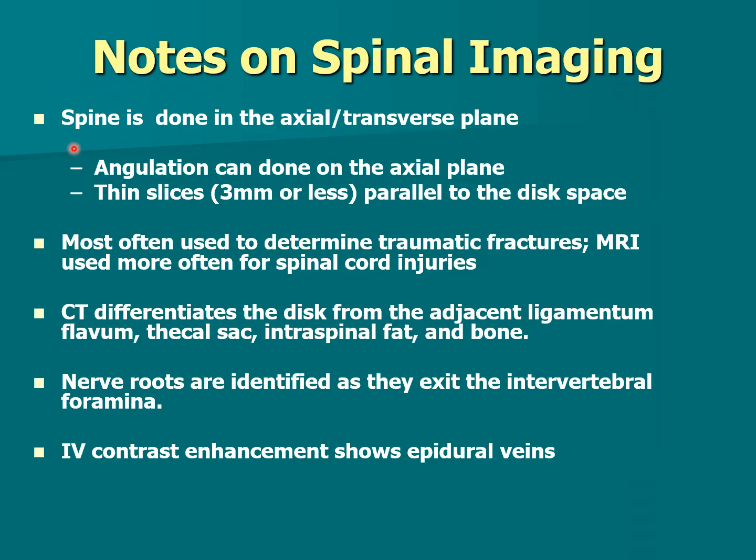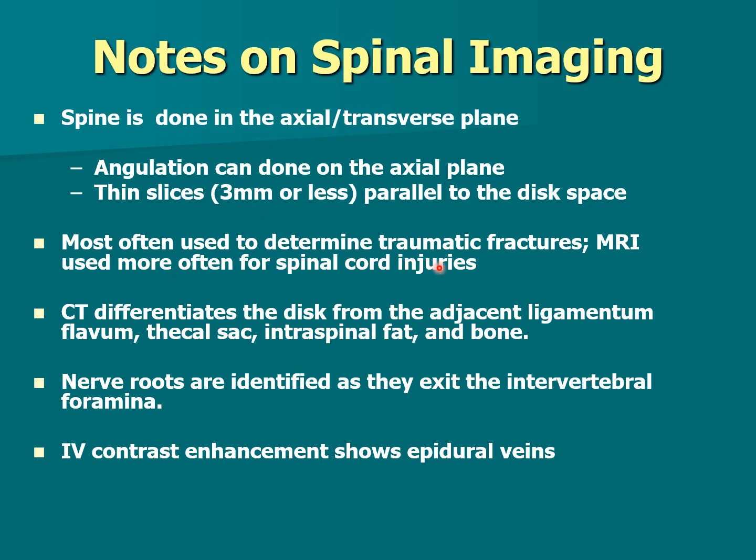So notes on spinal imaging. The spine is done in the axial or transverse plane, which is what we do everything in. Angulation, we used to do this before we could do reformatting in different planes and 3D reformatting. You might angle. In fact, I did this when I scanned for the disc. Angulation can be done on the axial plane, angling to follow the angle of the lordotic curve of the spine so that you're parallel to the disc space.